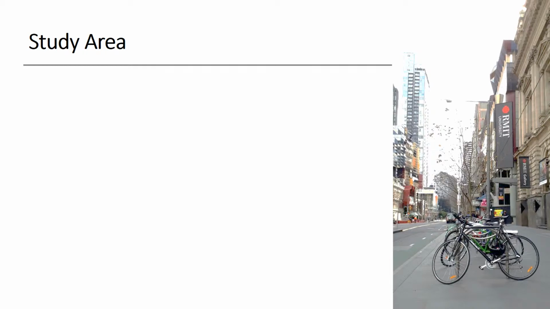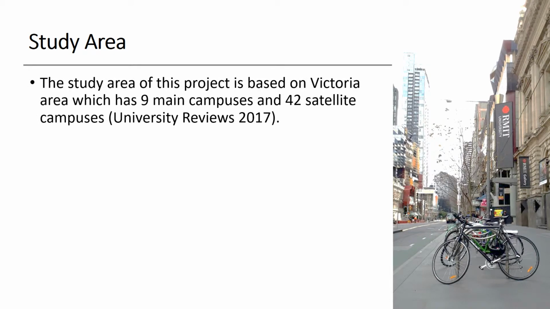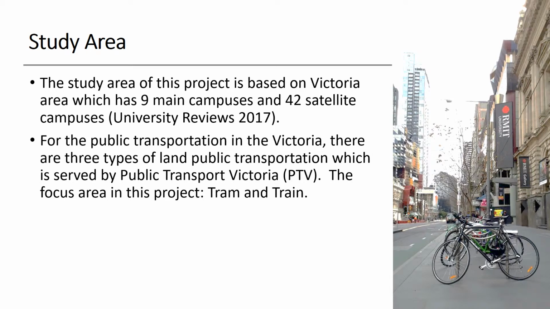The study area of this project is based on the Victoria area, which has 9 main campuses and 42 satellite campuses. The focus will be on RMIT University. And for the public transportation in Victoria, I will use PTV, Public Transport Victoria, and the focus will be aimed at all tram stops and train stations.